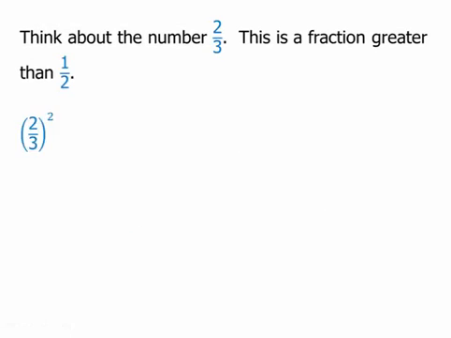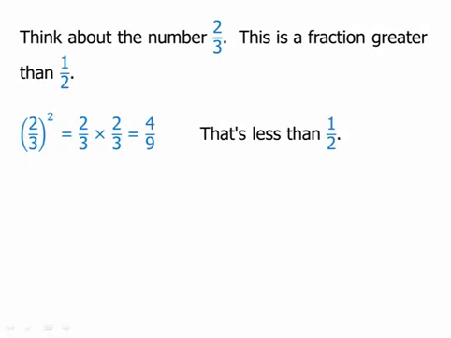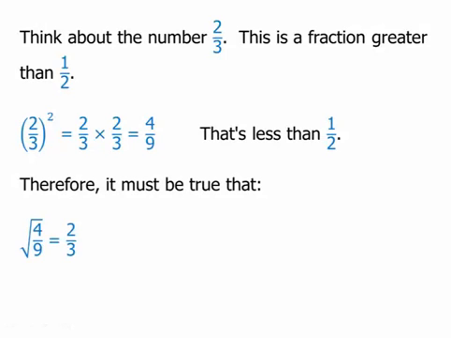Think about the number 2/3. This is a fraction greater than 1/2. If I square it, that is multiply it by itself, what I get is 4/9, and that's a number less than 1/2. Therefore, it must be true that the square root of 4/9 is 2/3. And of course, 2/3 is greater than 4/9. So the square root of 4/9 is greater than 4/9. And that's always true for a positive number less than 1. The square root is always greater than the number itself.